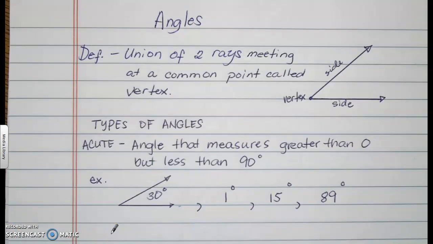The first type is the acute angle, the measurement of which is greater than 0 but less than 90 degrees. The following are the examples. There can be a drawing that has a measurement, and in this particular case it says 30 degrees. So that is acute. You can also have just the measurements given. For example, it can give you a 1 degree angle, that is acute, 15 degrees, 89 degrees, or any degrees that's greater than 0 but less than 90 degrees.